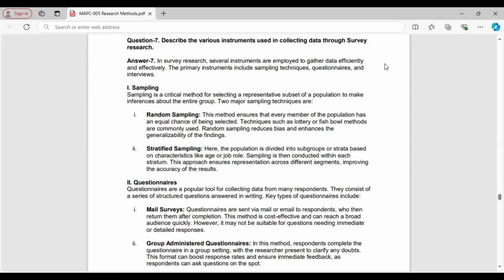Next method is questionnaires. These are widely used for data collection from many respondents, consisting of structured questions answered in writing.